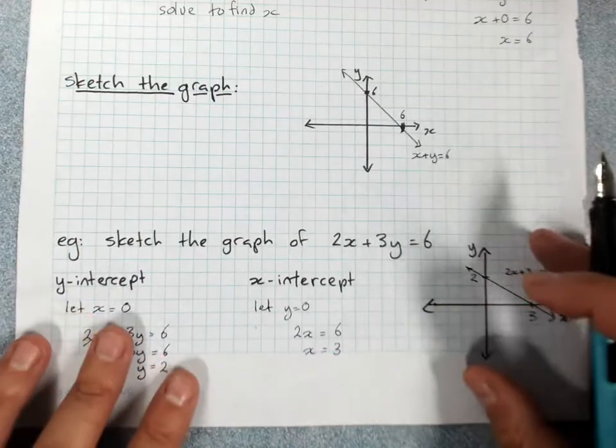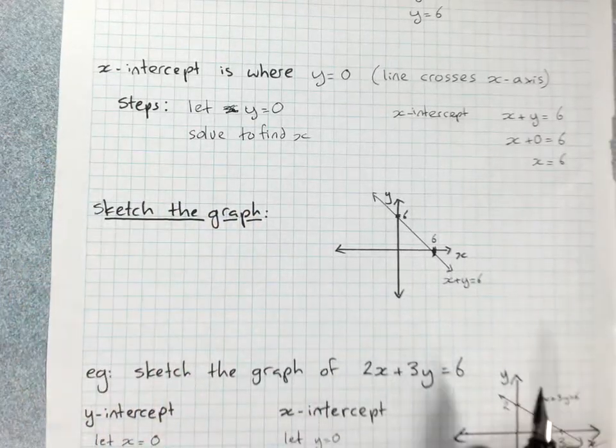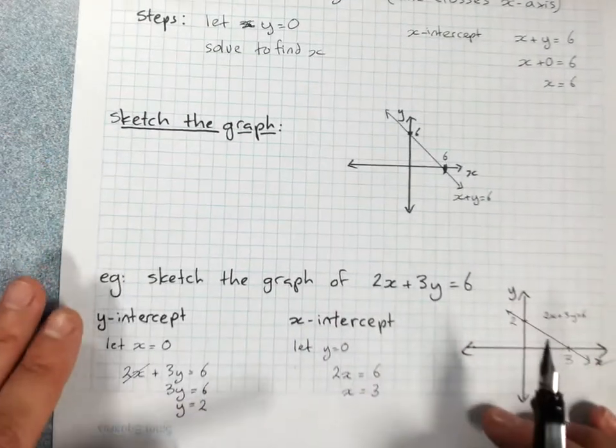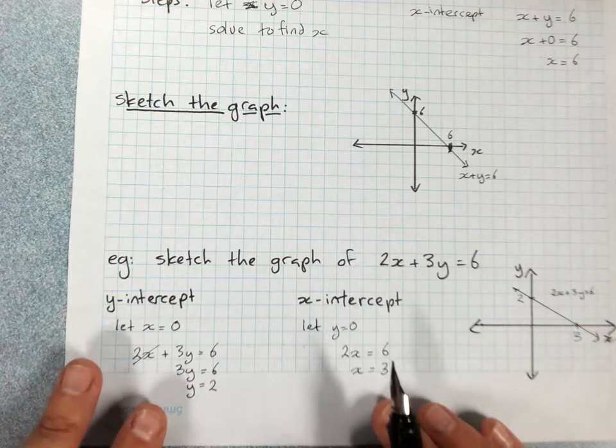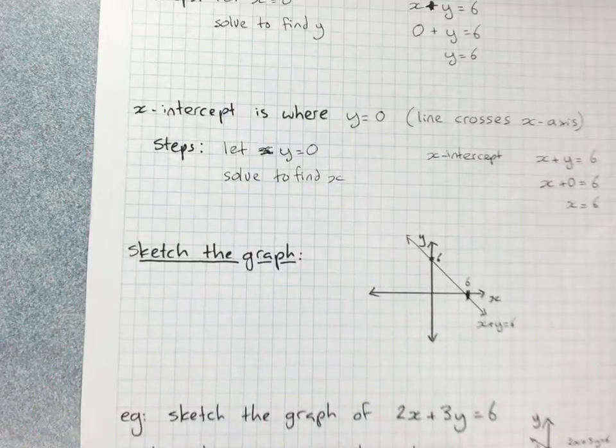Now, this is a bit tricky. This one was a bit easier. As long as we can find intercepts and sketch a graph, things will be kind of okay.